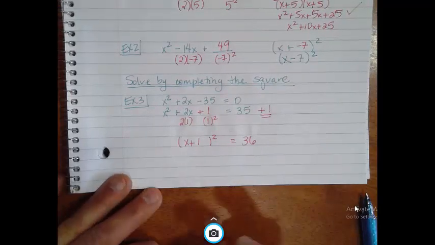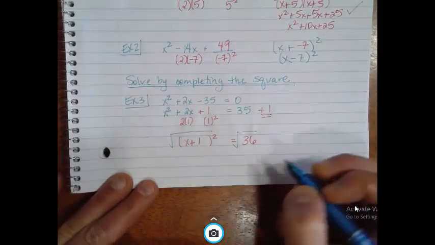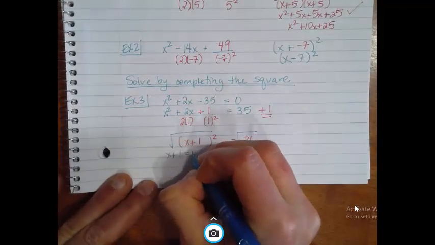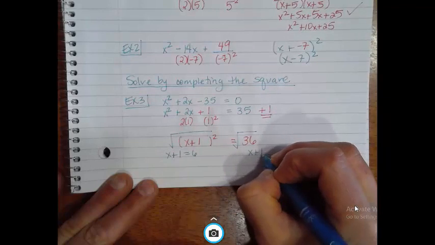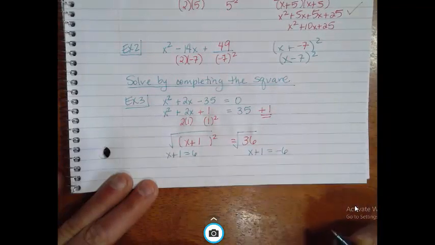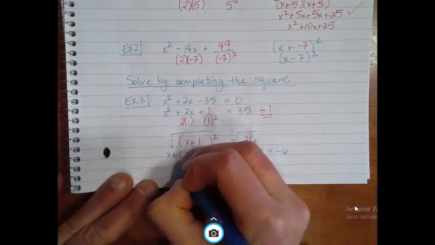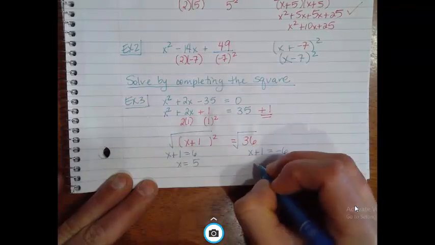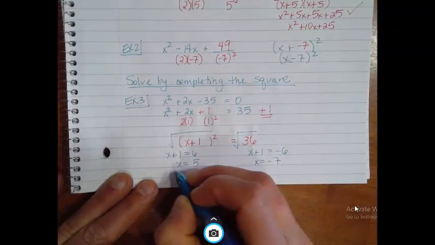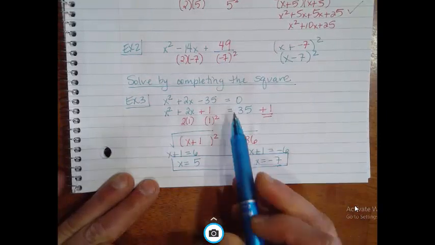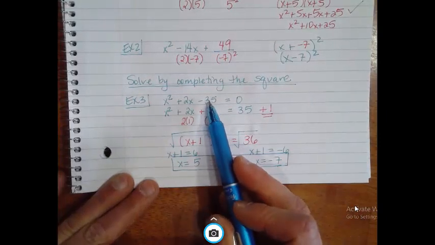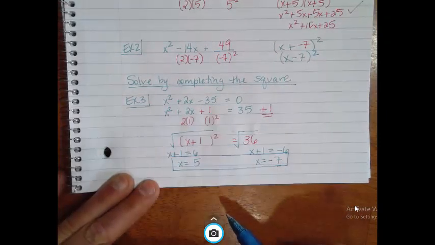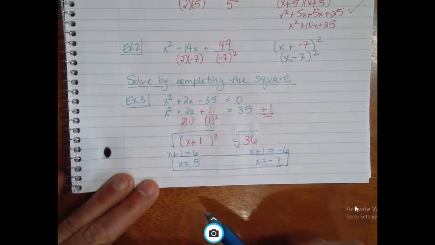Now I can go back and solve by using square roots, like we practiced on Friday. I'm going to take the square root of both sides. So I have x plus 1 equals 6, or x plus 1 equals negative 6. Two solutions. Either x equals 5 or x equals negative 7. To check, you can always plug it back into this equation. You could also check by going back and solving by factoring and seeing that you get the same thing.